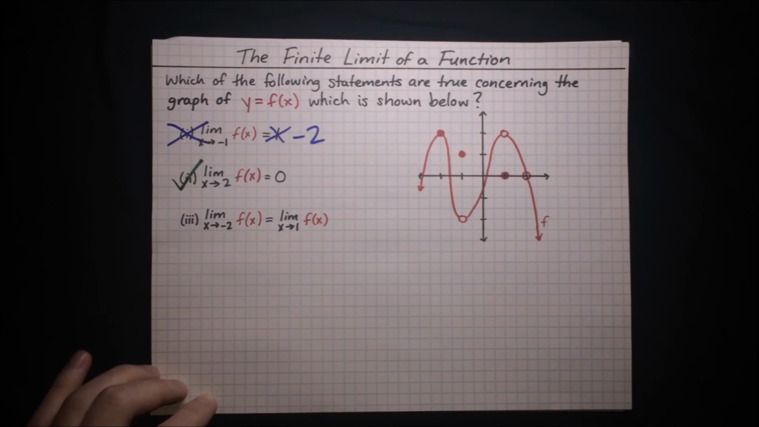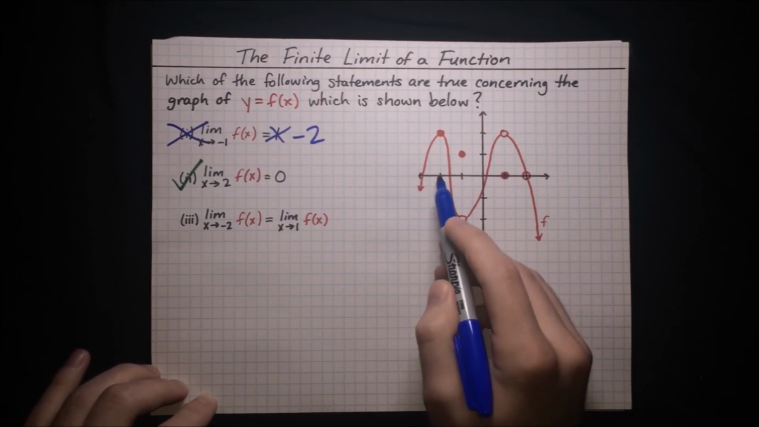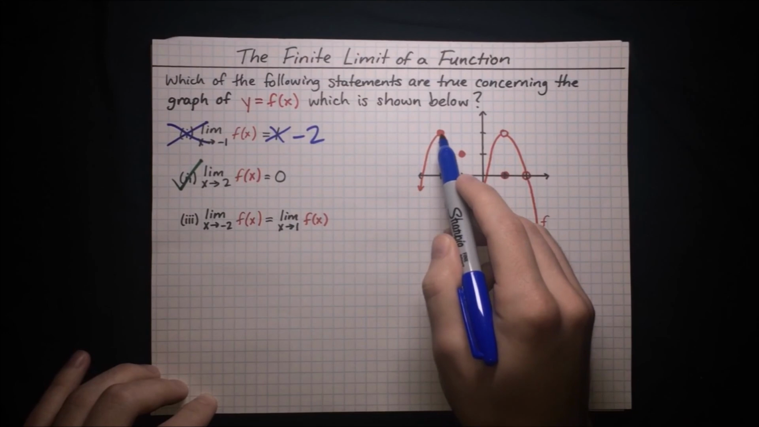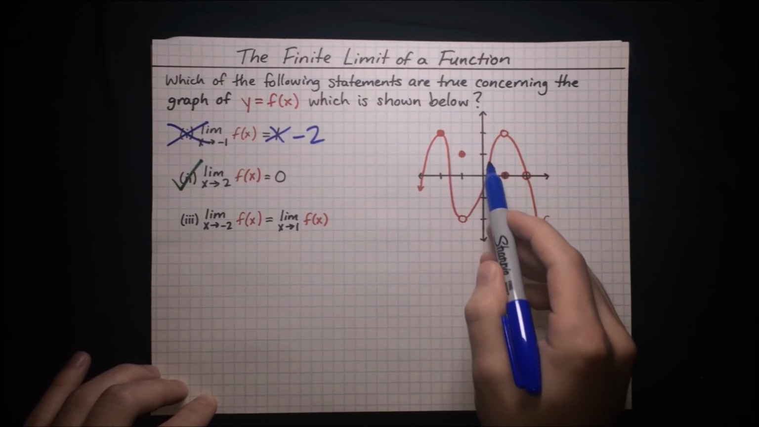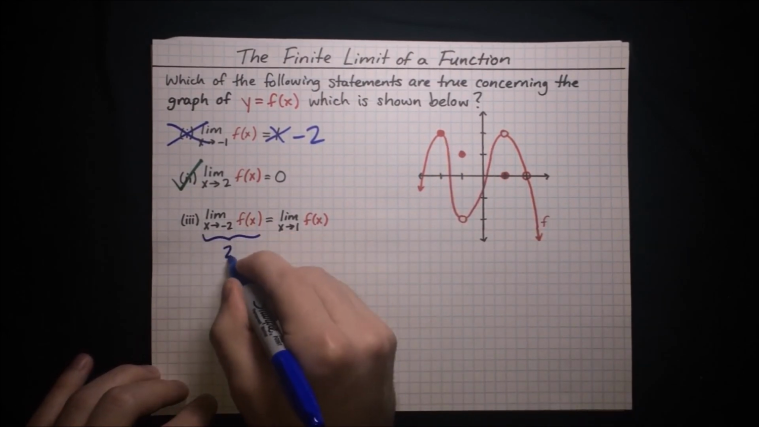Alright, last one, number 3. The limit as x approaches -2 of f of x is equal to the limit as x approaches 1 of f of x. Let's just go ahead and evaluate these limits independently and then see if they're equal. Okay, so first of all, the limit as x approaches -2 of f of x. On the graph, x is -2 right about here, and let's go ahead and look up to where the function is approaching. So it's approaching all the way up here at the peak of this hump here, and that has a y value of 2. So yeah, the limit as x approaches -2 of f of x is equal to 2.